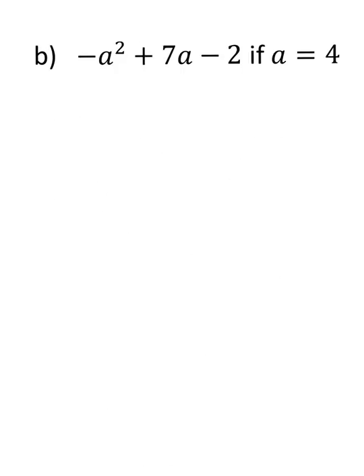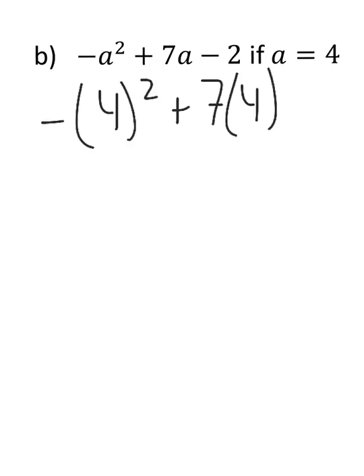Letter B. This time, a equals 4. So again, I'm going to read through the expression, and every time I see an a, I'm going to substitute in a 4. I continue to show every part of the problem. I'm using parentheses around my a value, again to make sure I don't forget what it is I am substituting in. Now we can move on to the numerical expression portion, which means I'm just following PEMDAS.